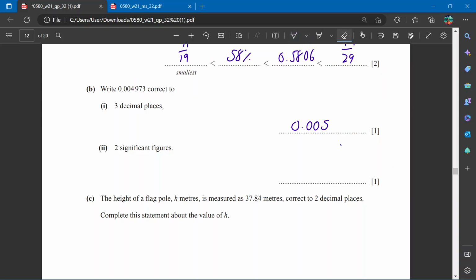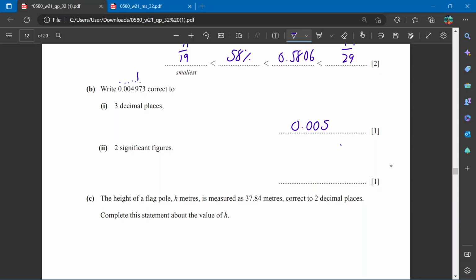Significant figures, though, that works different. Significant figures, we don't count the zeros in the front or the back. We do count a 0 when it's between numbers. So this means these 3 zeros, they don't count as significant numbers. The first significant figure is the 4. The second one is the 9. And the third significant figure is 7. Or it's 2 significant figures.